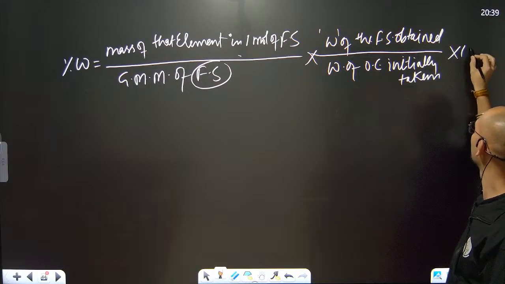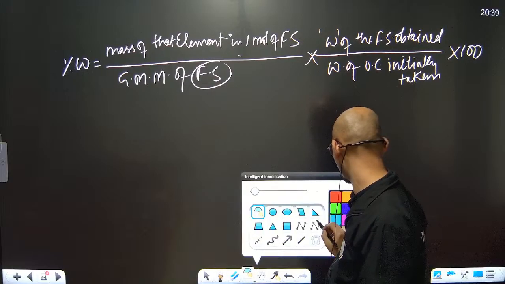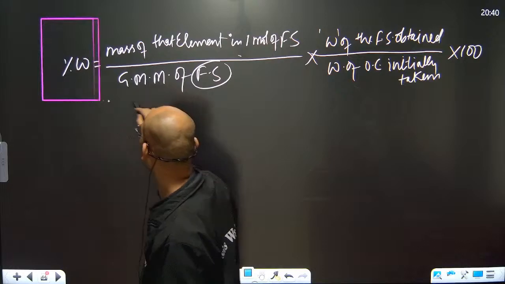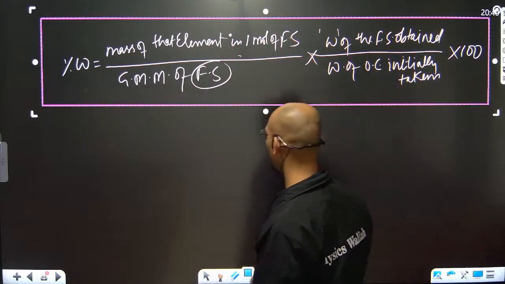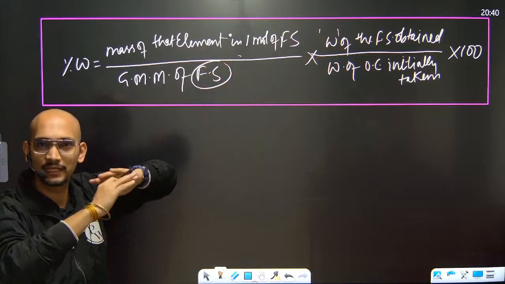And what we have to do? Multiply with 100. Now this is just one formula that is enough for doing all such questions that will come from the Carius method.